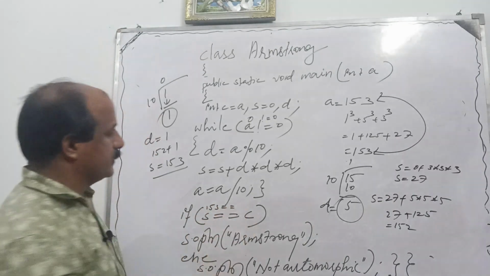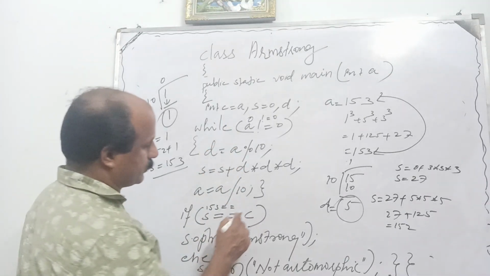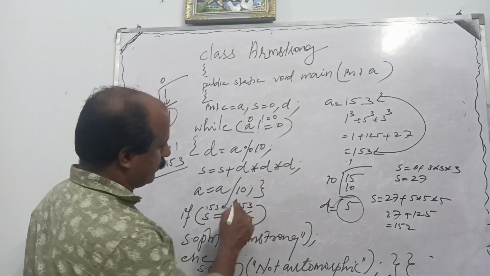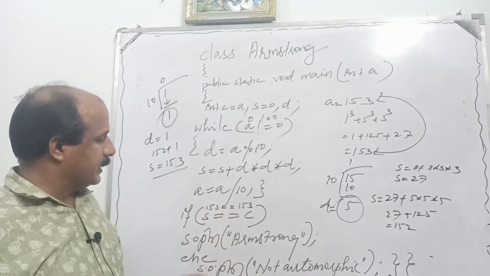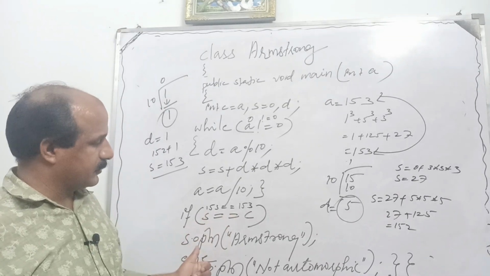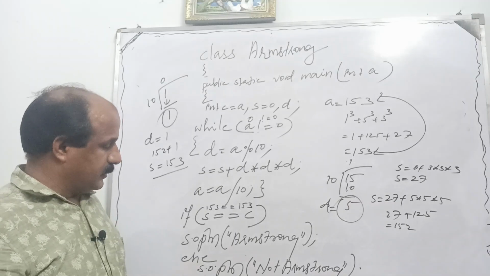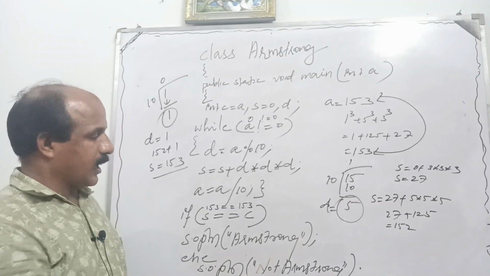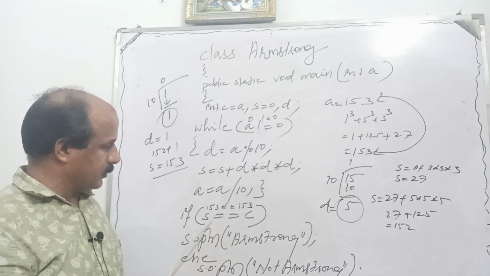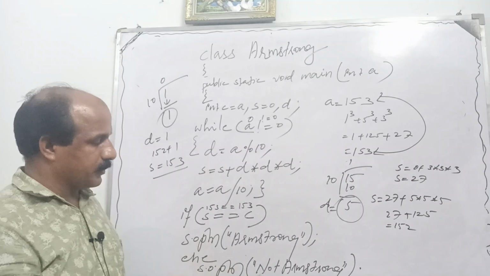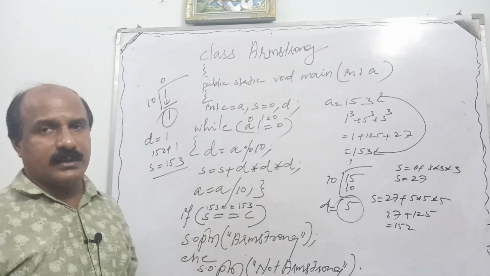153 double equal to C. C means I have made a copy. So the original number was 153, and its copy I have made in C, 153. Equality will be checked. Are both the numbers the same? Yes. That's why Armstrong will be printed. Else, System.out.println not Armstrong. So if the condition is true, it will print Armstrong; in all other else cases, it will print Not Armstrong.